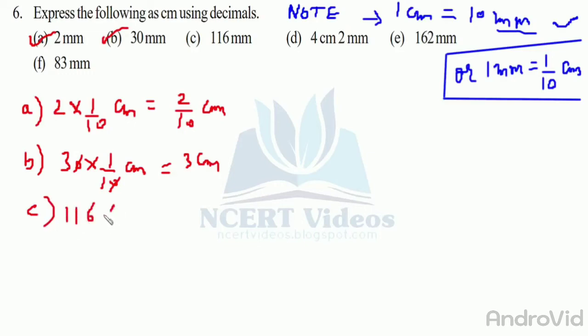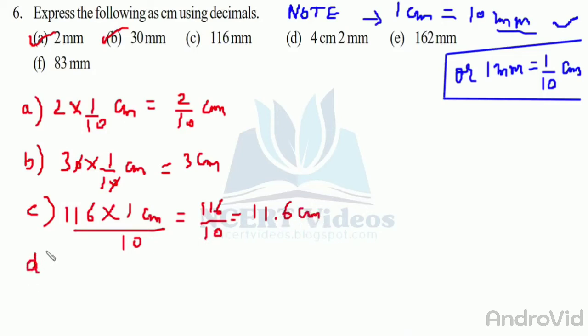C, 116 by 10 gives you 11.6 centimeters. Correct them. These would be centimeters because we are converting it.